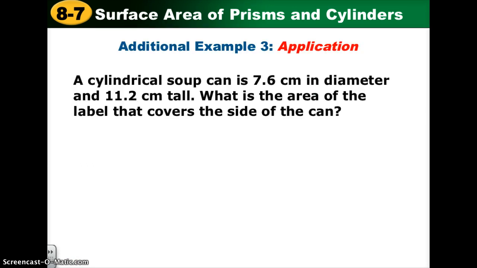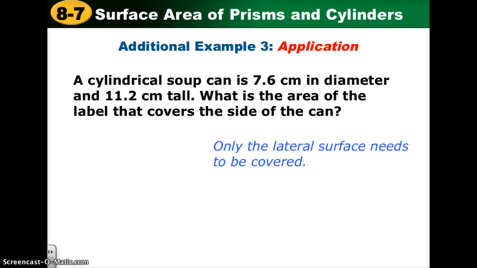There's the basics. Now let's look at it in a word problem form. A cylindrical soup can is 7.6 centimeters in diameter and 11.2 centimeters tall. What is the area of the label that covers the side of the can? Now remember, in a soup can, the label doesn't cover the entire can. It leaves the circle parts open, and the circle parts are the bases. So we are just looking for the middle portion, which is the lateral surface area.